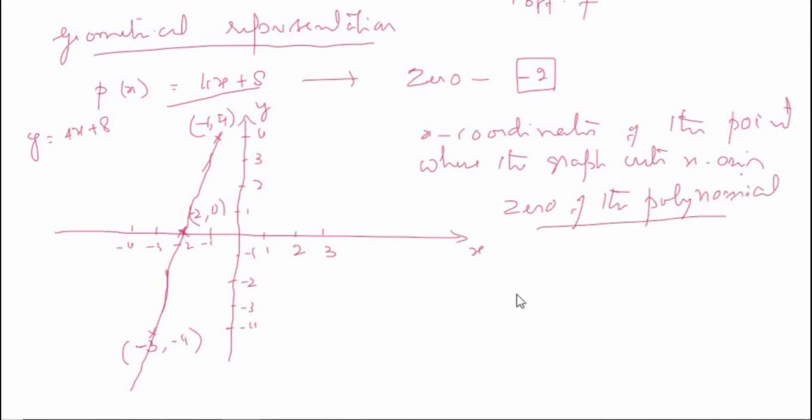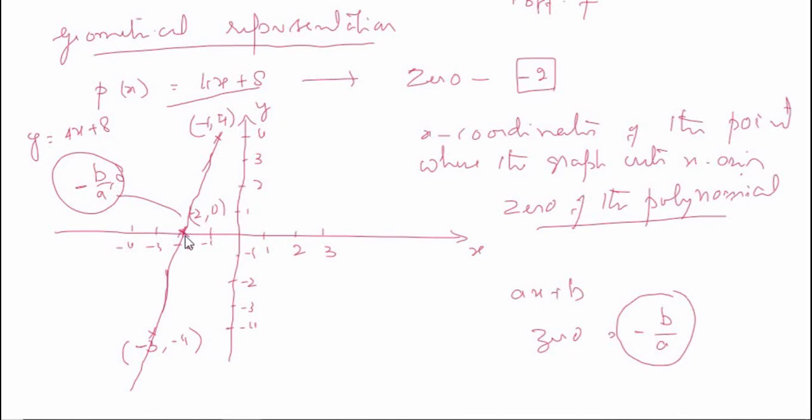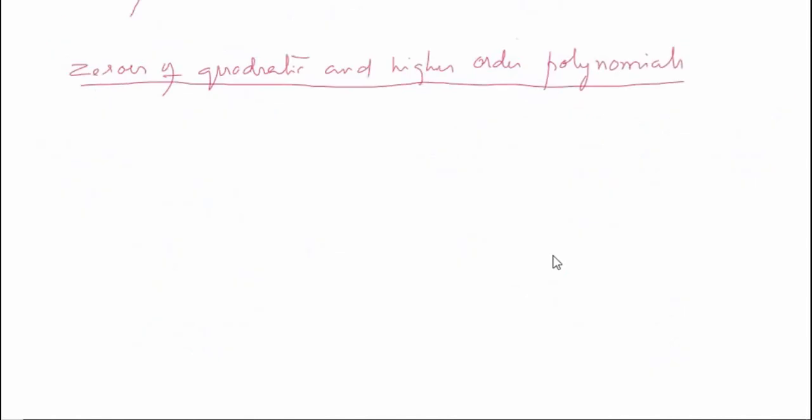So in case of a standard form of linear polynomial, that is ax plus b, we know the 0 is equal to minus b divided by a. So this is the 0 of the polynomial, or we can say this point in a standard polynomial is minus b by a. This is the point at which the line cuts the x-axis and the coordinates of this point are minus b by a comma 0. 0 is y. So far we discussed the 0 of a linear polynomial.